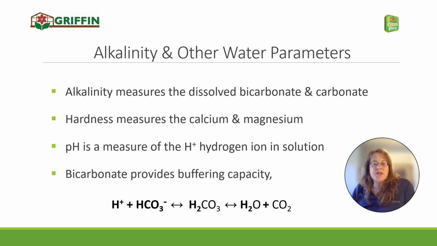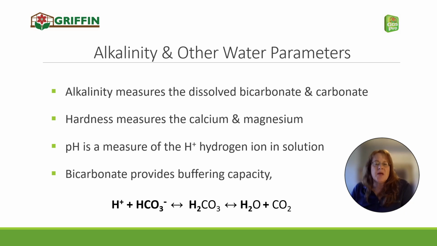I'm going to spend just a minute describing other water parameters that we measure. Alkalinity in your water test is actually a measurement of primarily the dissolved bicarbonate in the water. Hardness is often confused with alkalinity, but it measures something totally different. Hardness measures the calcium and magnesium primarily in the water. pH is a measure of the hydrogen ion concentration in the solution. Bicarbonate is a base and hydrogen ion is an acid.